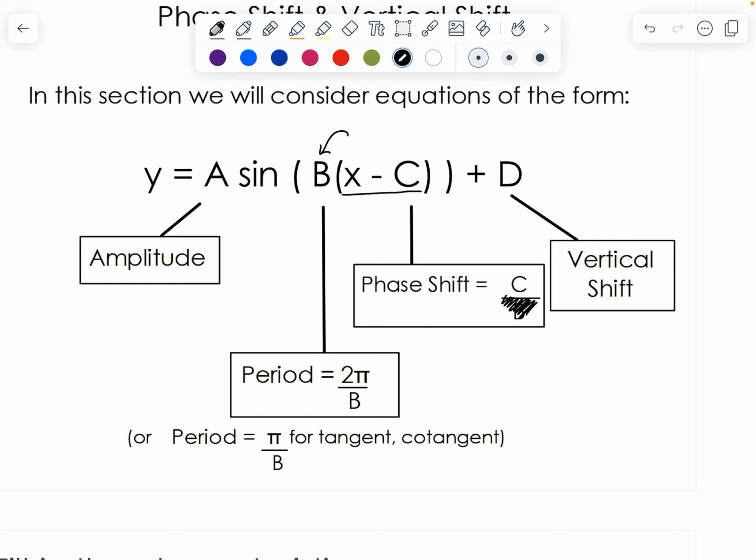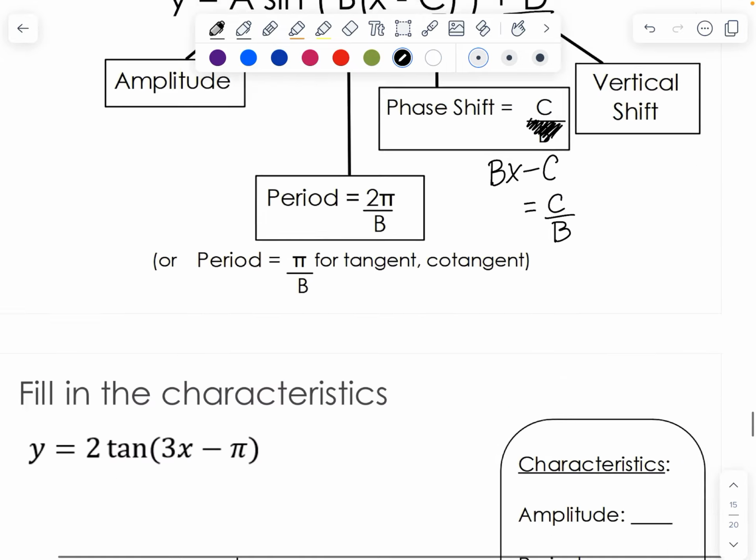And if it is, it's just equal to C. If the B is not factored out, that's when you have to take C divided by B to get your phase shift. So if it's factored out in front of a parenthesis, you're good. If not, you have to divide C by B. And then the number at the end is your vertical shift, up or down.